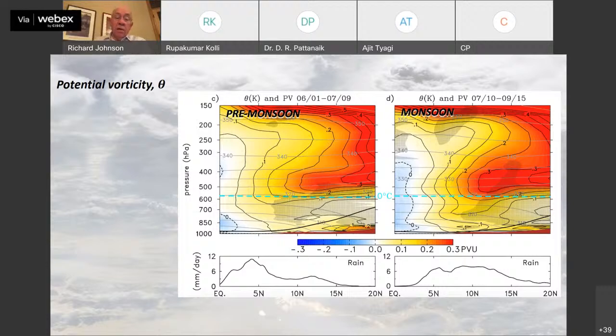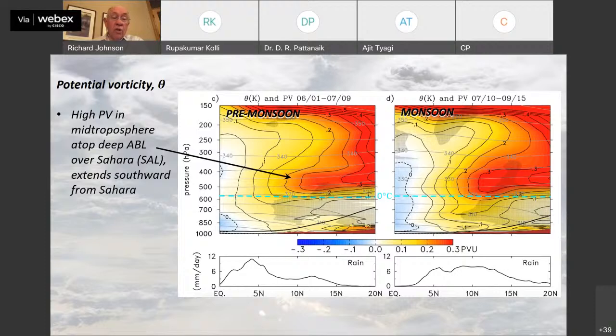These plots show the potential vorticity field pre-monsoon and monsoon. So next, there should be an arrow there that shows the colors are the potential vorticity field, and there are also contours on those. We also put the rainfall in the lower panels. So prior to the monsoon, you can see there's a tongue of high PV that extends from 20 north southward to 5 to 10 north from mid-latitudes or the subtropics.